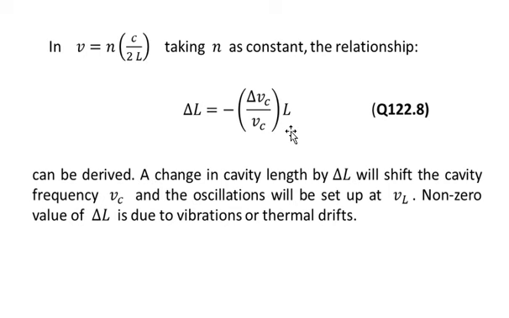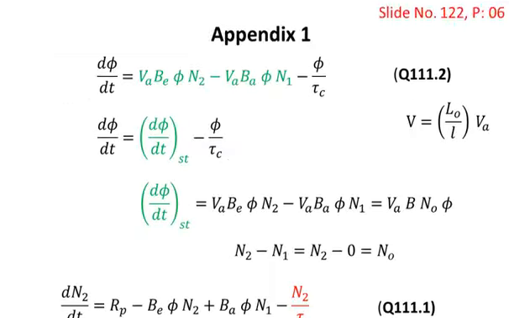So if the length of the cavity changes positively, that is, it increases by delta L, then nu C will be reduced. That is, the frequency will shift. You know that this negative sign indicates that the frequency of the laser will be reduced. That is, the line of the laser will be shifted. I am going to explain this equation, 122.8, in a more elaborate way in appendix number 2.